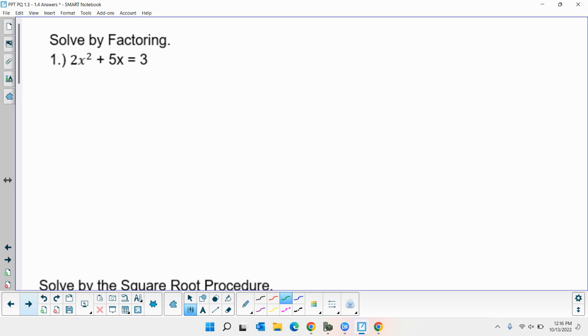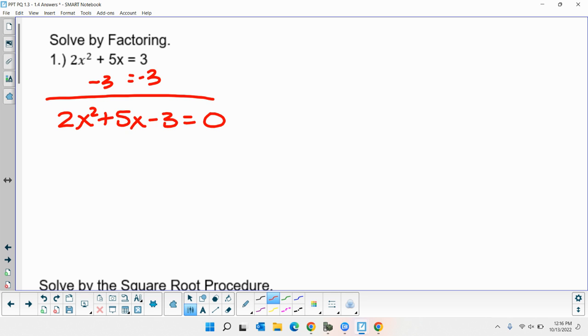The first 5 are just quadratic equations, so we got to make sure they're equal to what to start? 0. So I have to do what first? Subtract 3, right? So I get 2x squared plus 5x minus 3 equals 0. All right, so no GCF, right? Remember, we're just thinking through. And it's go down to a regular trinomial, number 5 on our list of factoring steps.